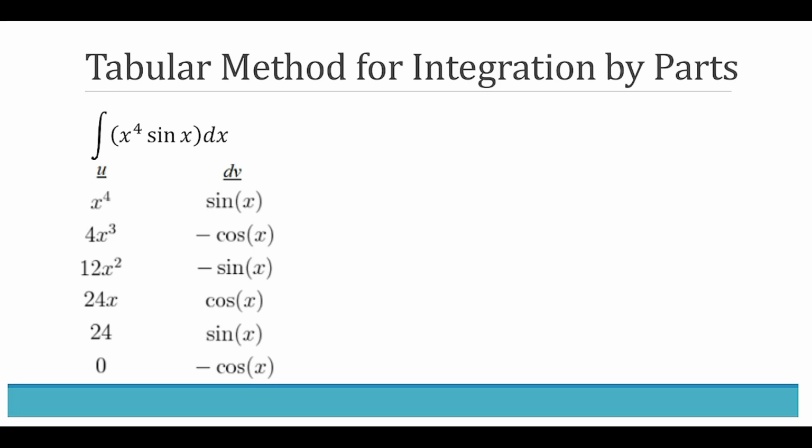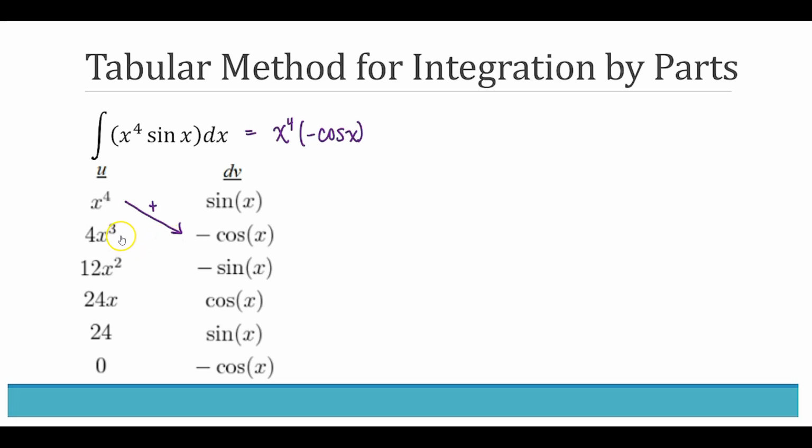So the tabular method works by taking the first u and multiplying it with this diagonal here, the first antiderivative. So I had dv was sine x, its antiderivative was negative cosine x. So we're going to start by multiplying those two together. So we're going to have x to the fourth times negative cosine x. Now the signs on those stay the same. So we say this first multiplication is going to be multiplied by a positive 1. So the signs are going to stay the same.